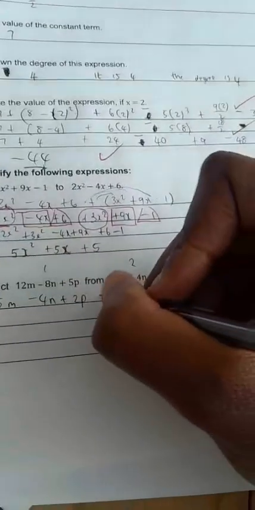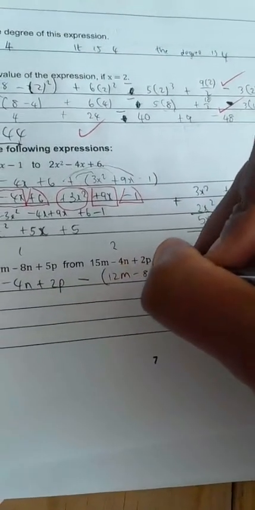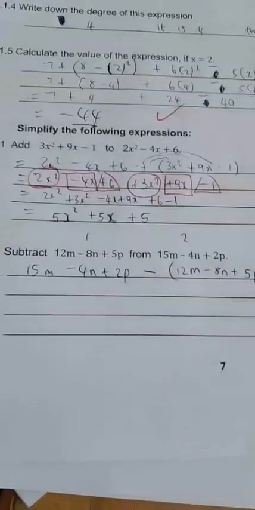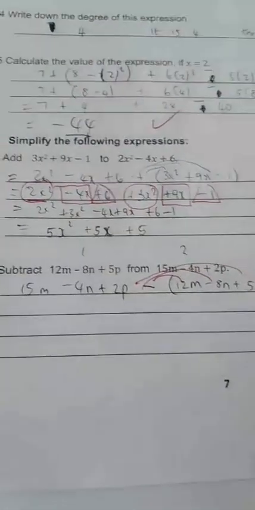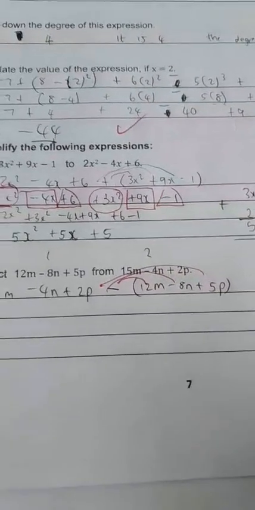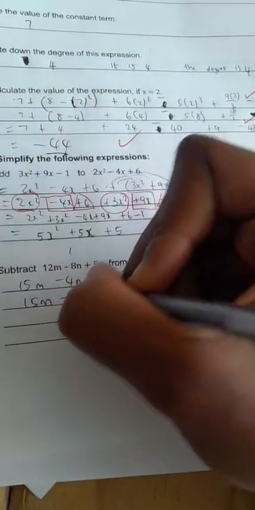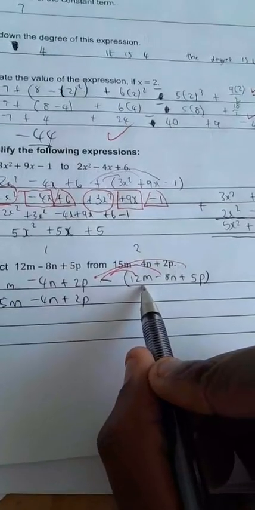Now subtract. Then I put the second expression in brackets deliberately, people. You might have noticed I did that with the first question as well. You put the second term in brackets. I do that deliberately. Why? Because the negative sign needs to be distributed to all 3 terms. And I repeat that. The negative sign needs to be distributed to all 3 terms before you can add and subtract like terms. So 15m minus 4n plus 2p. You take the negative sign, you distribute it to all 3 terms.